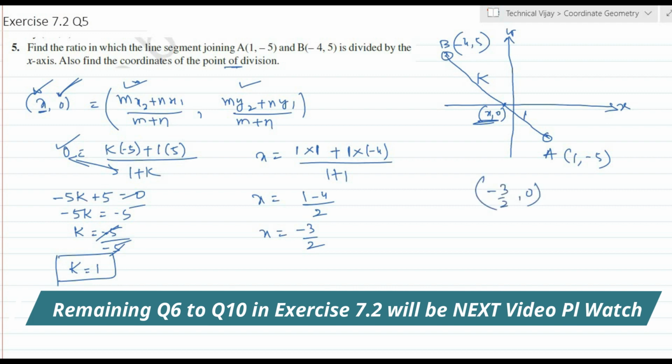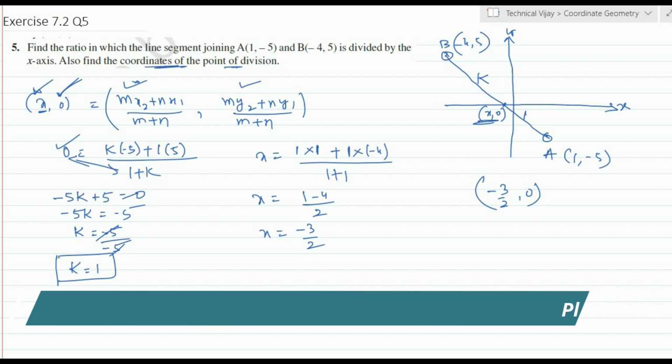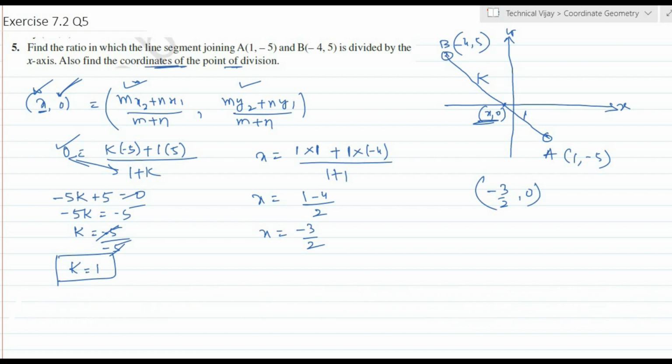This is the x coordinate. So that's what he has asked: find the coordinates of the point of division. This is (-3/2, 0). Okay.